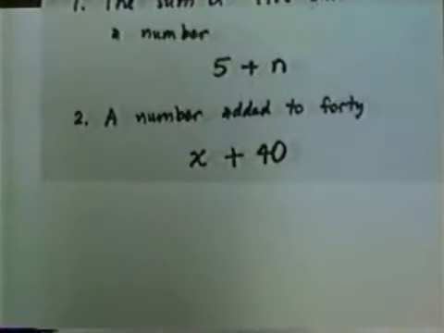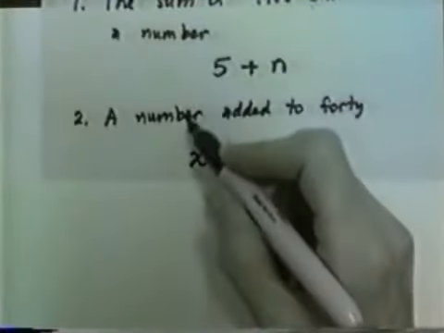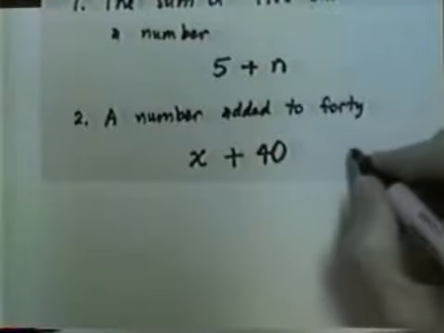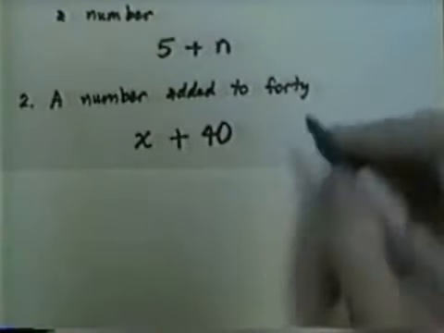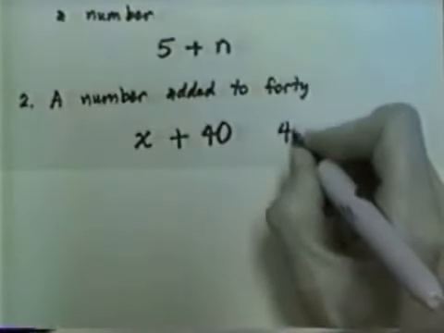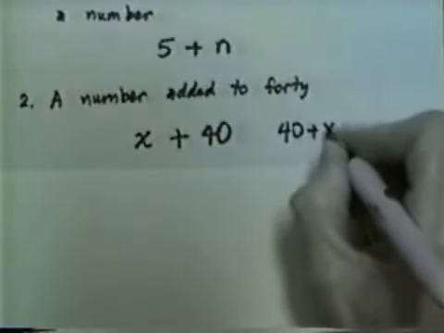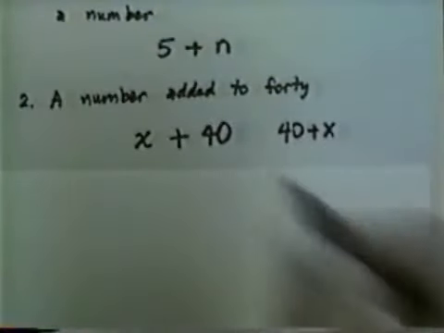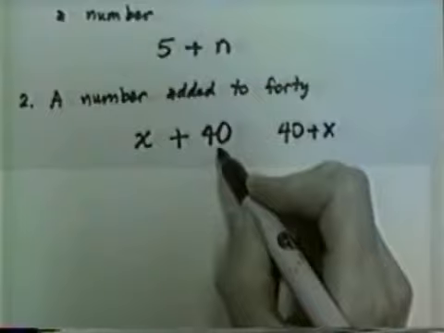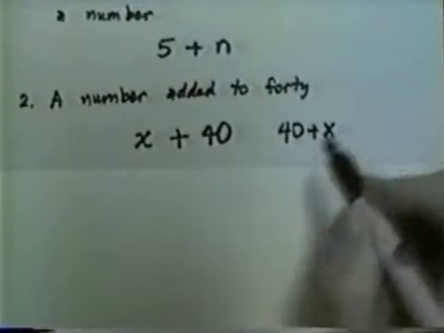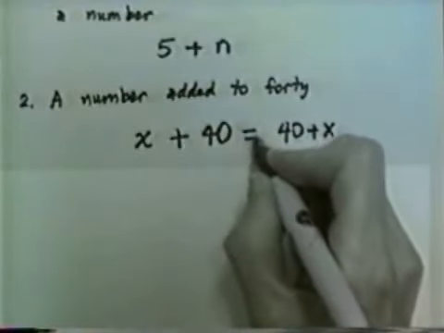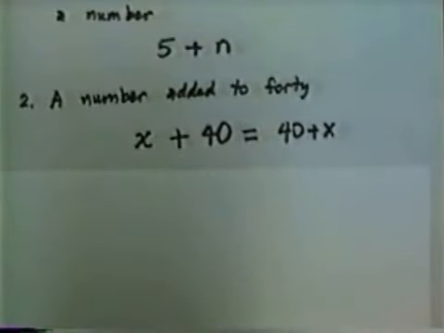You might have the feeling that a number added to 40 means we would start with 40 and then add the number to it. 40 plus the number. So let's write 40 plus X and think about whether that means the same thing. Does 40 plus X mean the same thing as X plus 40? Of course it does, because addition is commutative, the order doesn't matter, and so either way you want to write it is correct.